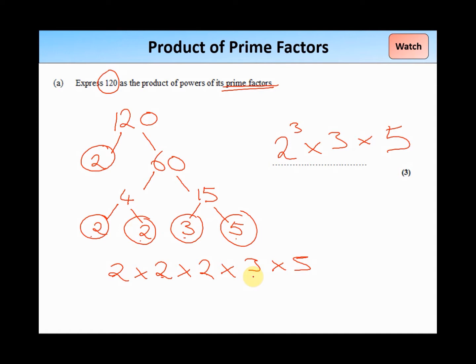What I'll also say very quickly is that if you break down your tree, there are so many different combinations you can do. Just try different ones out. I started with 2 and 60 here. You might have done something slightly different, 3 and 40 or something like that.